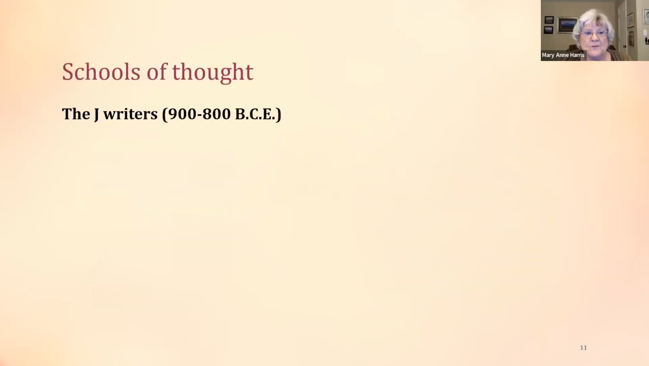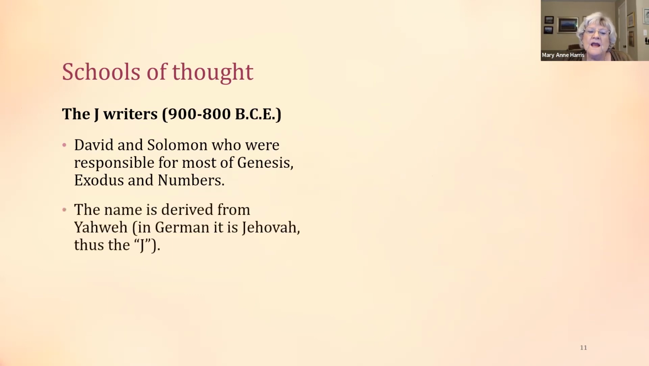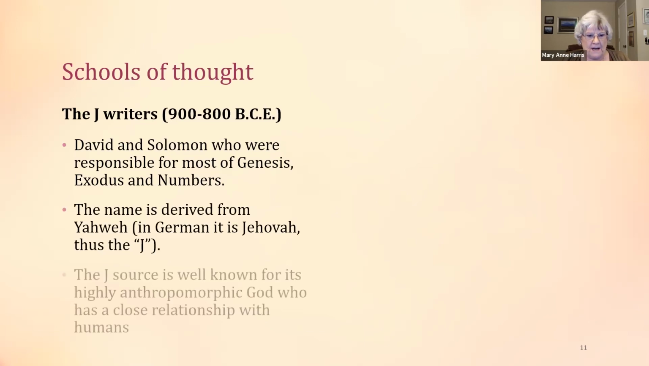All right, let's talk about how we got these books written. Scholars believe there are four schools of thought, and note the timelines here. What we call the J writers, David and Solomon, who were responsible for most of Genesis, Exodus, and Numbers, the storyline that gave them power. The name is derived from Yahweh, which in German is Jehovah, and therefore it's called J.